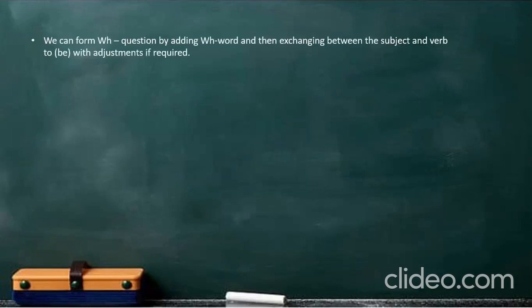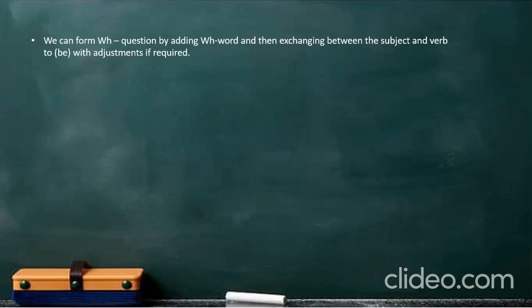We can form a WH question by adding a WH word and then exchanging the subject and verb to be, with adjustments if required. So we have WH words. We use them to ask certain types of questions, and each word has its own function, such as what, to ask for information about something, when, to ask about time, which, to ask about choice, where, to ask about place. So when you form a WH question, you should focus on the thing that you want to ask about.